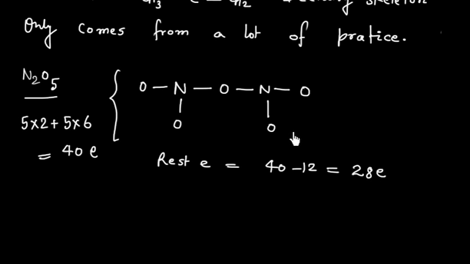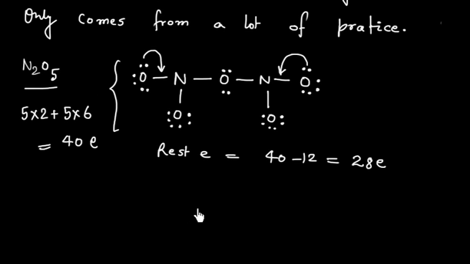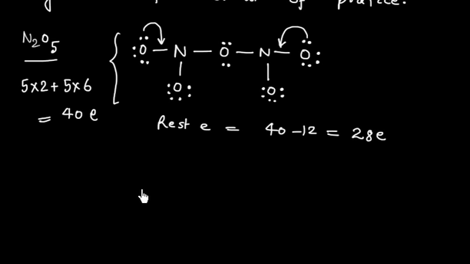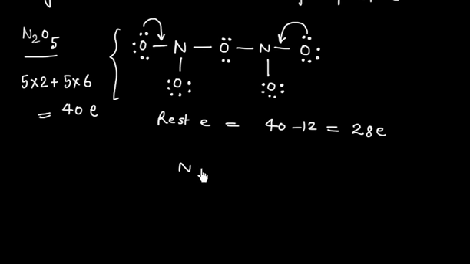So let us first give to the oxygens. 6, 6 to this, 12, and 6 to this, and 6 to this. So we have used 24. Now give 4 to this. So we have used 28. Now let us try to form a bond. If I form a bond here, nitrogen octet will be completed. If I form a bond here, nitrogen octet will be completed. So let us say if I do this, I will have nitrogen, oxygen, nitrogen.